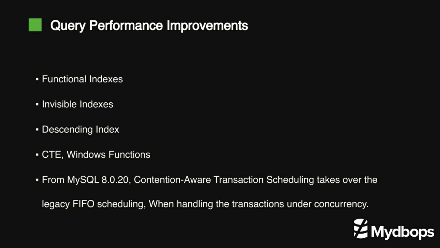And if the optimizer is picking up the wrong index, or if you want to analyze what the next best index is, we can mark an index as invisible and test the query performance on a live server without having to actually drop it, because dropping and recreating an index on a live server is a very costly operation. And MySQL 8 allows us to create a descending order index for a column, which can be helpful in optimizing queries with order by operations.